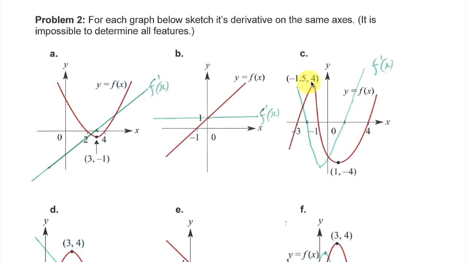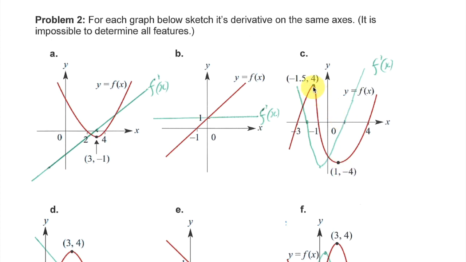In C, we have a cubic kind of shape. So I need to go straight to the turning points. Here's a turning point, and that should correspond to the derivative function having an x-intercept. Drawn a little bit wonky, but that's where it should be.